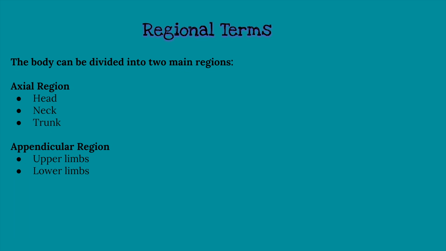The body can be divided into two main regions. There's the axial region, which consists of the head, neck, and trunk. And then there's the appendicular region, which consists of the upper and lower limbs. Now, even the subregions can be divided into smaller regions. I'll actually do a video going over the different regions of the body more in detail, because regions of the body are more of a lab topic, so your professor probably wouldn't expect you to know too much about regional terms for a lecture exam, not unless your professor is a true weirdo.